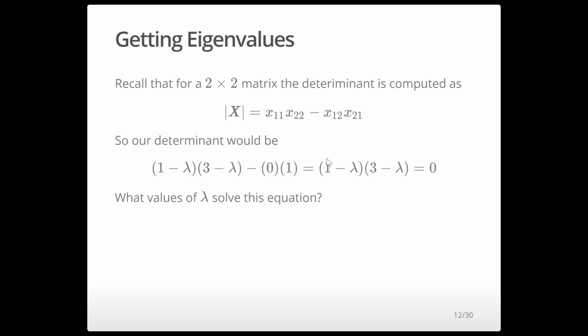And so this zeroes out. So we just get 1 minus lambda times 3 minus lambda equals 0. And so we can pretty easily see what values of lambda will solve this. It's any value of lambda that will make this little chunk here equal 0. And so here we see that lambda 1 is 1 and lambda 2 is 3. So those are our eigenvalues.